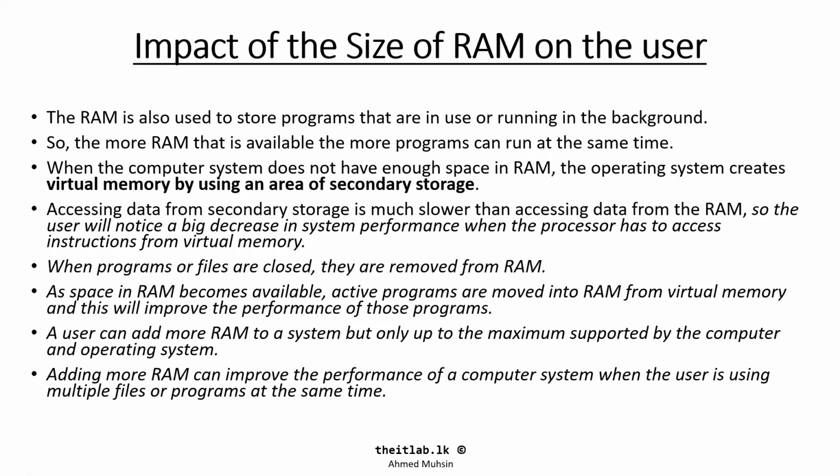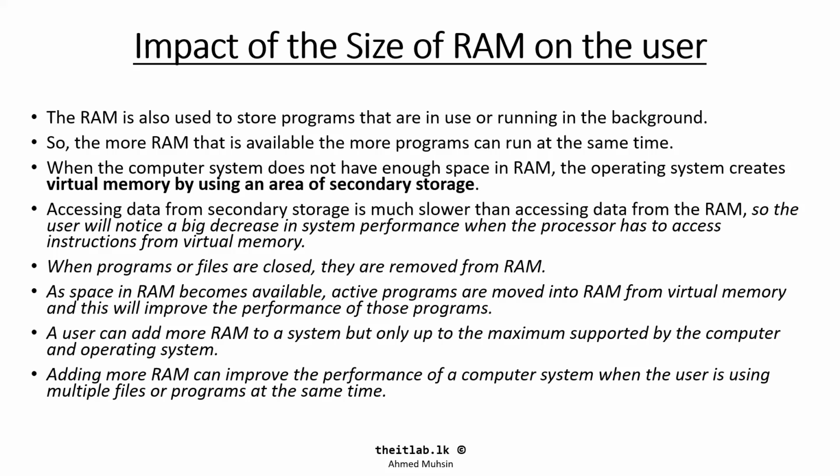Number one, you can say it is volatile, which means it loses its data when the power is switched off. Number two, it can be upgraded. The capacity of your RAM can be upgraded. Or if you want to be very, very safe, you can say like this: for certain devices, such as a desktop and laptop, the capacity of the RAM can be upgraded.